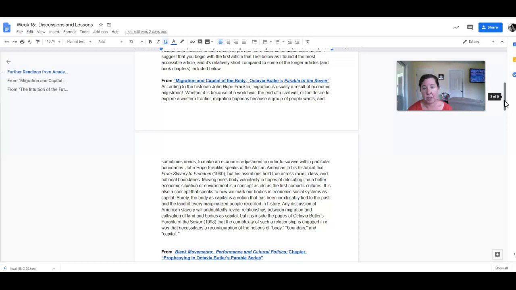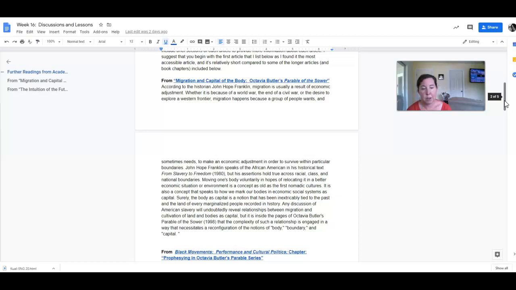Migration happens because a group of people want and need to make an economic adjustment in order to survive within a particular boundary. So in that context, he then looks at African Americans from a historical text, from slavery to freedom. That's his text. But his assertions do hold true across racial, class, and national boundaries.